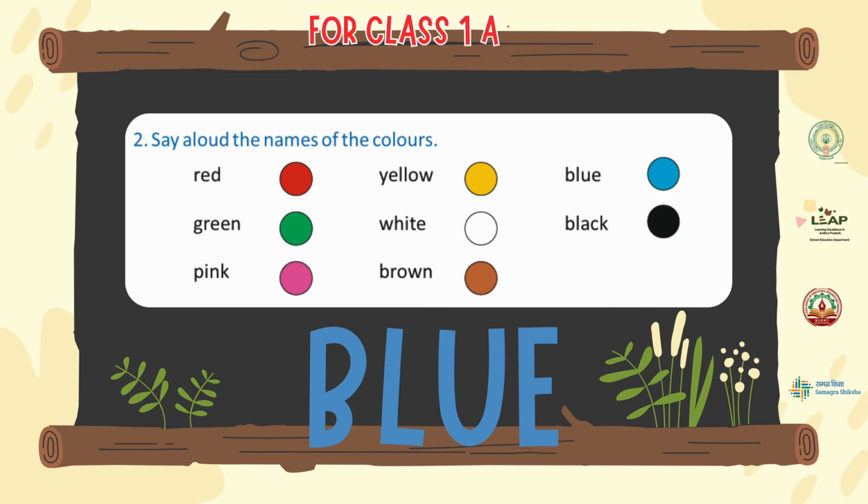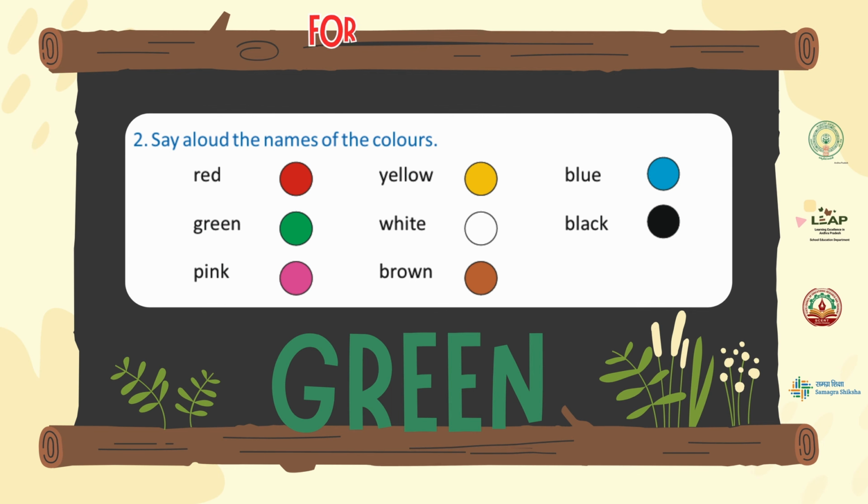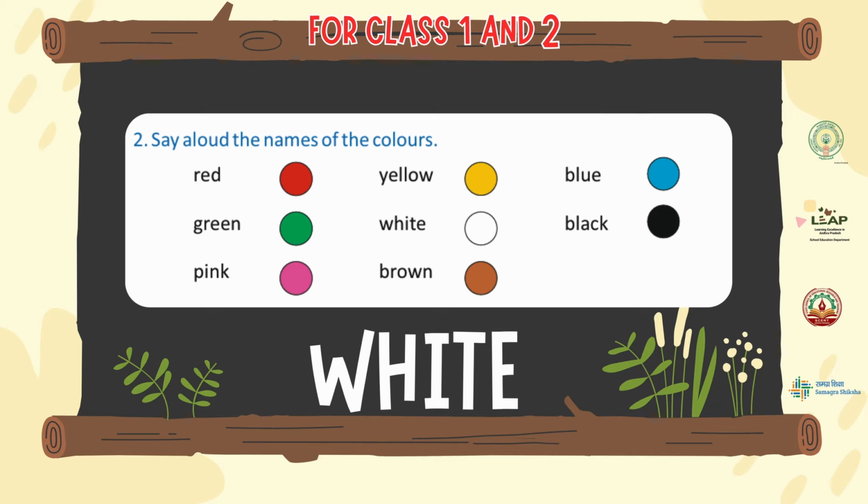Next color is blue. Let's spell it. B-L-U-E. Blue. Once again, B-L-U-E. Blue. Next color is green. Let's spell it. G-R-E-E-N. Green. Next color is white. Let's spell it. W-H-I-T-E. White.